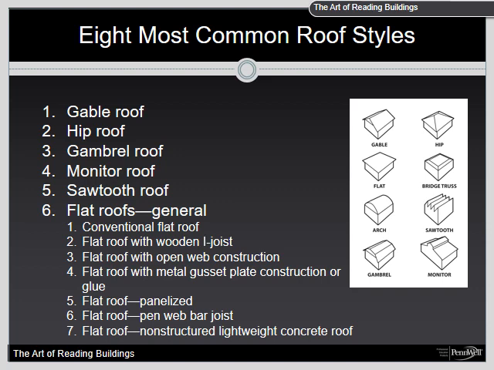Flat roof, non-structural, lightweight concrete roof. To construct this flat roof, a steel or wood substructure is first covered by corrugated metal. Then a specific type of concrete, known as non-structural lightweight concrete, is pumped on top of the metal decking to a thickness of about 3 to 4 inches.